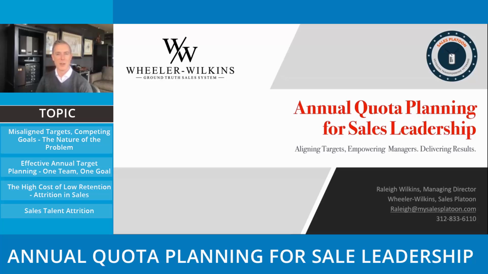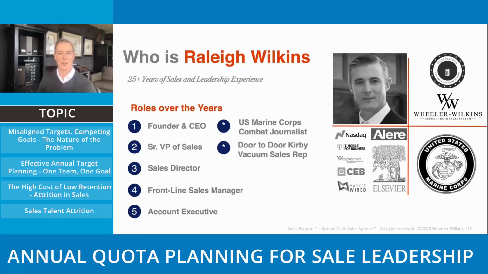And so before we get started, I just want to take a moment, if you'll indulge me, and tell you a little bit about myself. So who is Raleigh Wilkins? Who am I? Well, across 25 years of experience, I've been at companies such as NASDAQ, Alere, MarketWired, Elsevier, Opron, T-Mobile, and roles from account executive through senior vice president of sales.